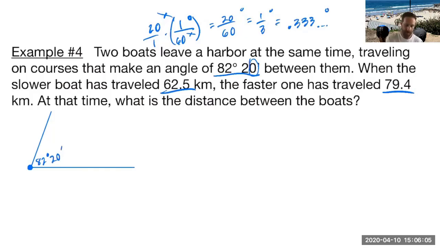Okay. Now, the other thing that we're going to have to do is label, which they told us the slower boat was going 62.5 kilometers at the end of the time, and then the other faster one had gone 79.4 kilometers. And what they wanted us to do was find the distance between them from there to there. So again, if you want to label A, B, and C, X, Y, and Z, it's totally up to you, or don't label it at all.